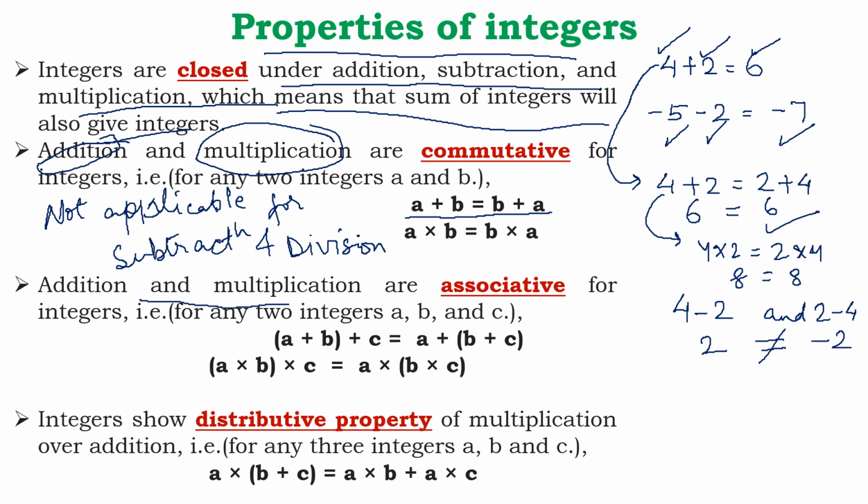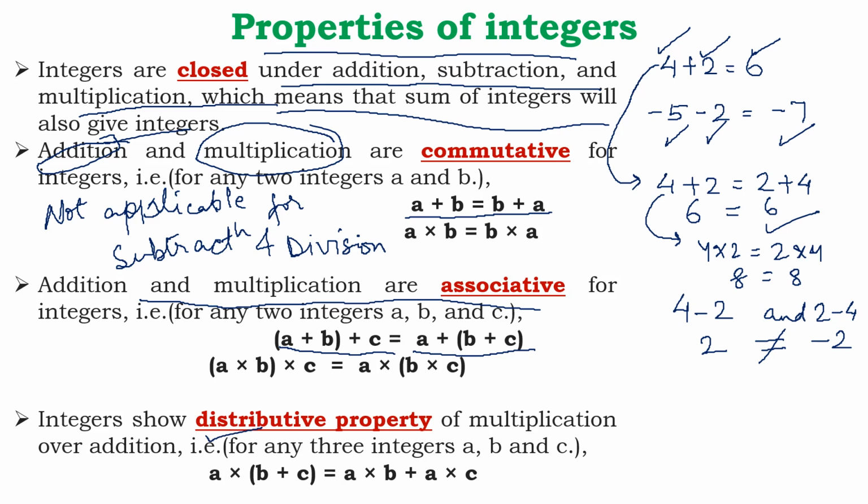Addition and multiplication are associative also. Associative means one more term is included here, then also the answers are the same. You can try it with any three numbers of your choice. And then you have a distributive property, which is also applicable for multiplication and addition.